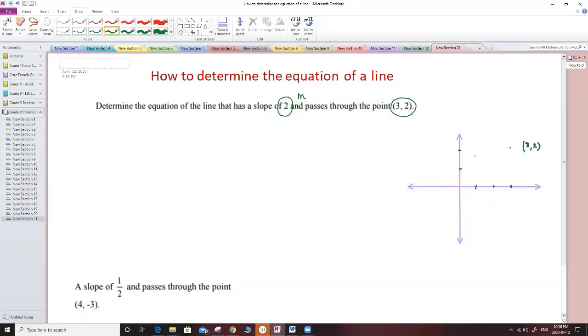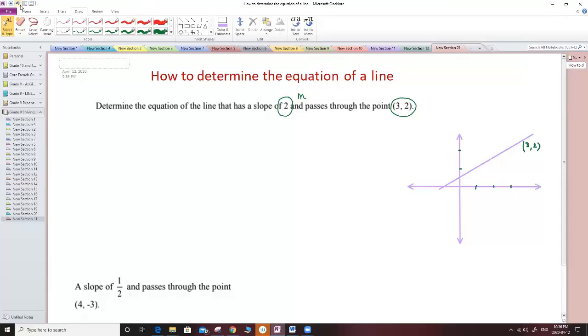Do I know the b? Do I know the y-intercept? Actually, no. I know a point, and I know the slope of the line. So this line, I have no idea. It's passing, yes, through the point, but I have no idea about the b. This is unknown for me. So how can I solve this problem?